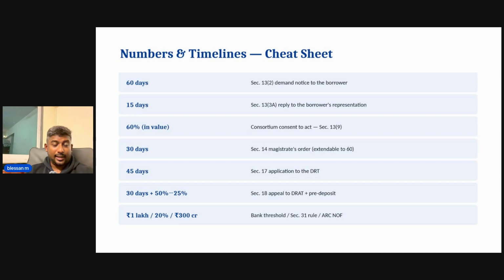And the bank threshold is 1 lakh. 1 lakh is the threshold for initiating a SARFAESI action. So these are very important numbers and timelines that you must remember for the SARFAESI Act.